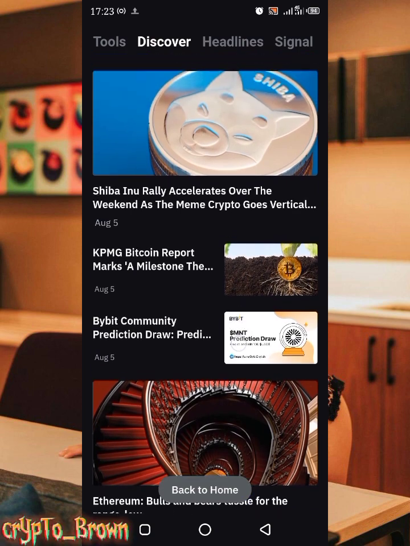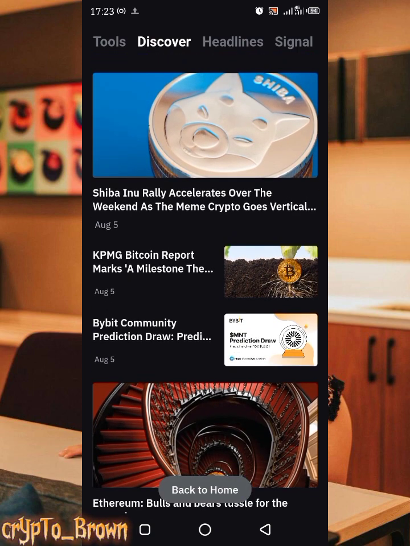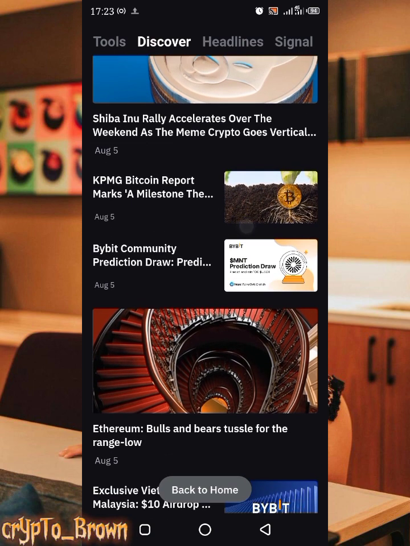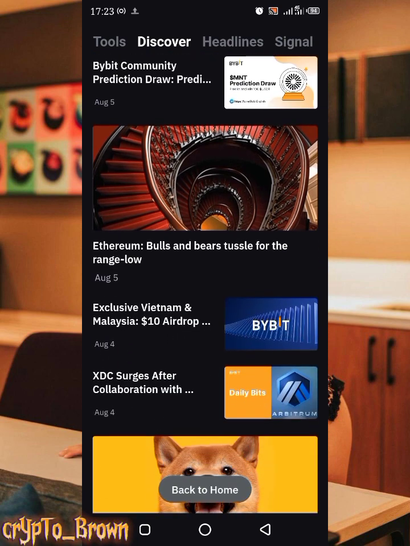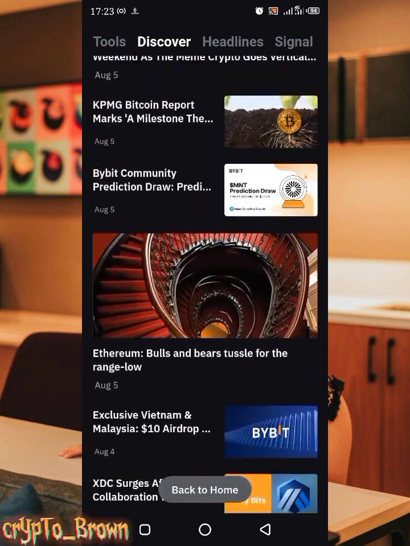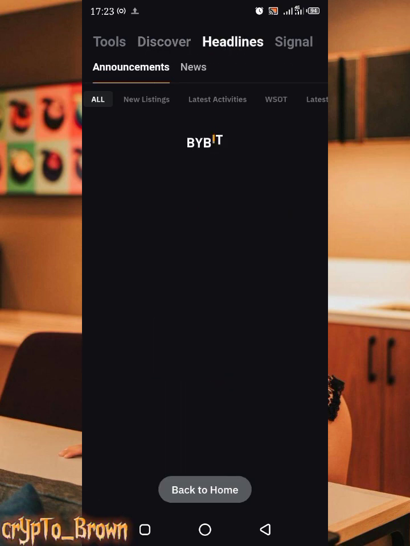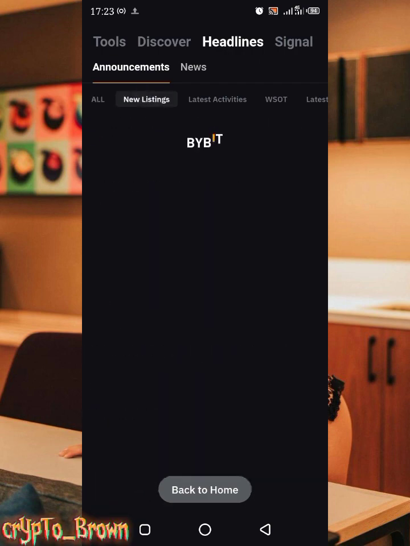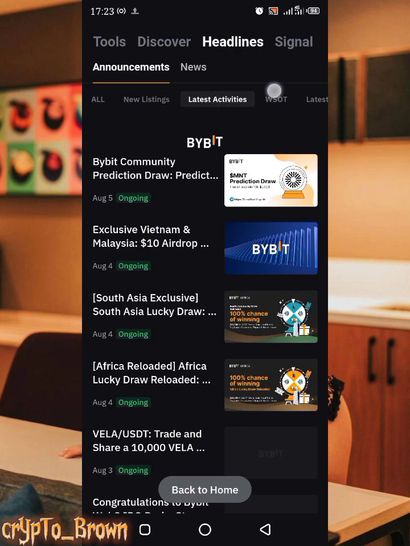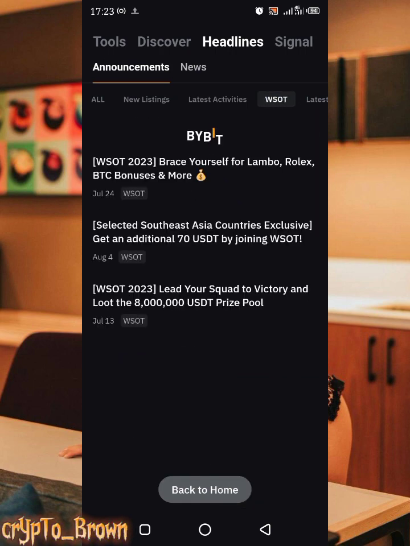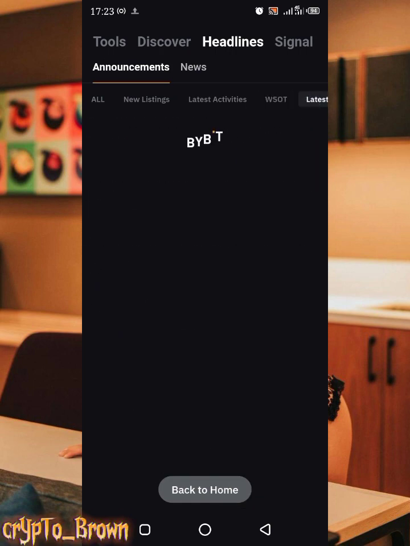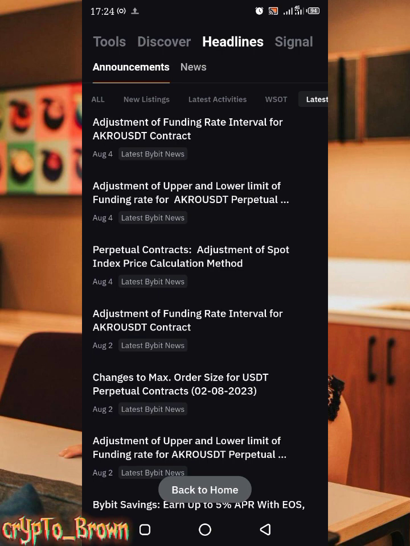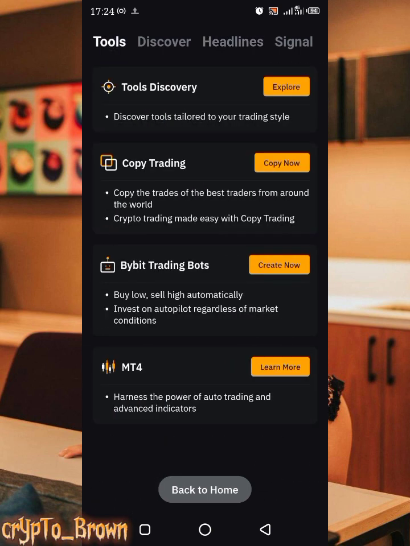You can see the discover where you can get free crypto news to read, and it is up to date as well. So you can check the headlines, the most important news, announcements, and anything that Bybit is trying to tell you. You can see the new listing, latest activity that's going on, a series of trading things that's going on, and then you can see latest news or maybe adjustments that they have done to Bybit. So that's for above the home tab.